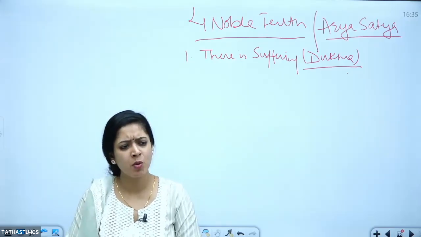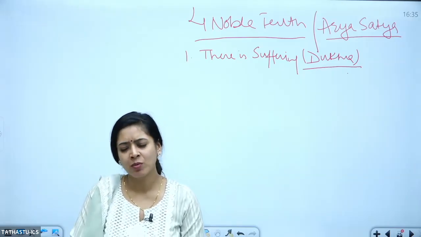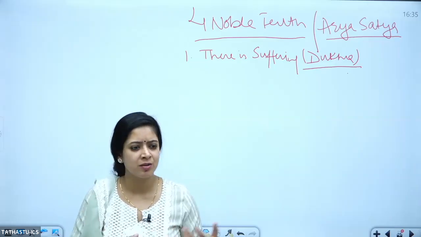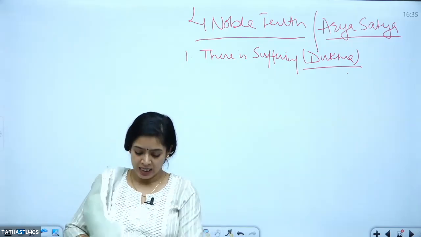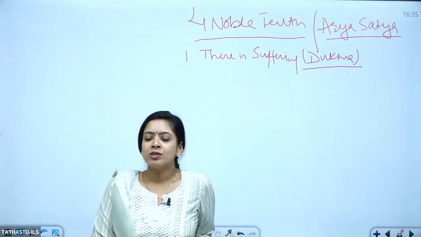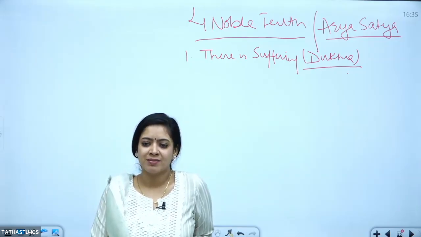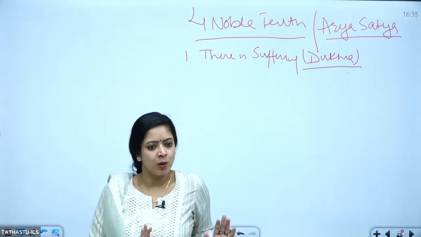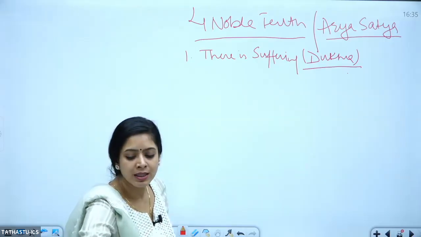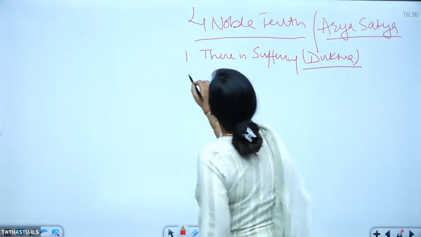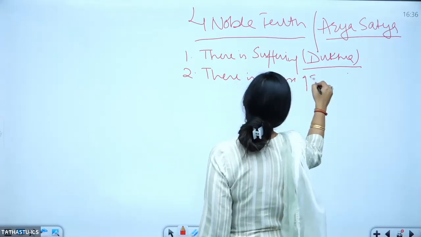Everyone is having some or the other trouble, some or the other suffering, physical, emotional, psychological, mental, relationship, this, that, whatever. Everyone is suffering. This means that one important reality of the world is that there is suffering. Accepted? First noble truth accepted. Then second noble truth, which Buddha says is there is cause of suffering.